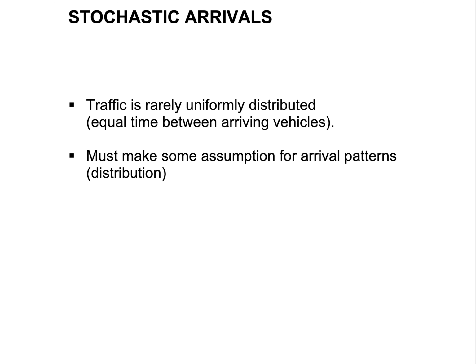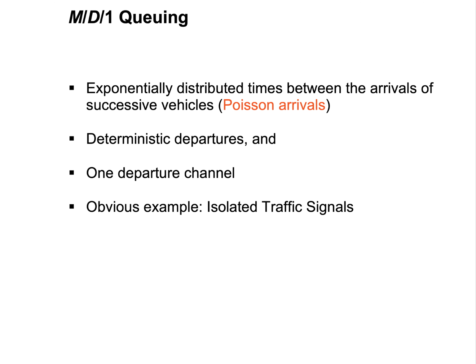And if we're assuming variable arrivals, we have to make some assumptions about the arrival patterns using some sort of distribution. So MD1, if we have stochastic arrivals and deterministic departures, we usually consider exponentially distributed times between the arrivals of successive vehicles, and we refer to this as Poisson arrivals. For an isolated traffic signal, this would apply, a traffic signal that doesn't have other traffic signals near.